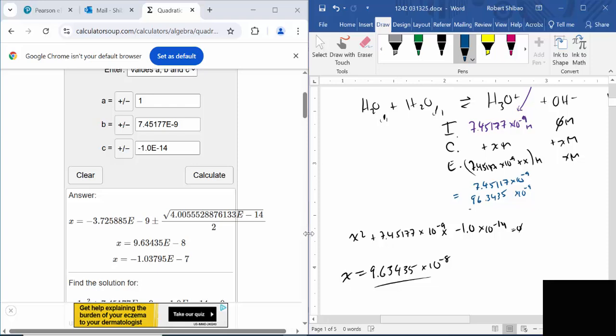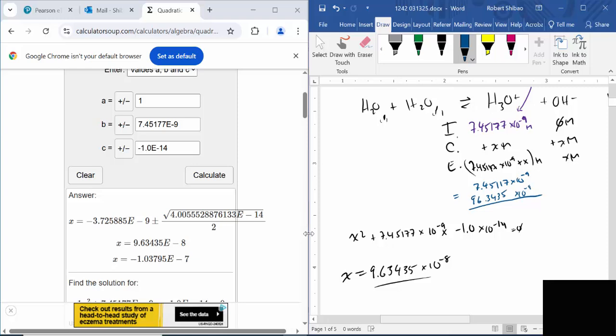Where did most of the hydronium come from in this solution? Well, if you look at the HCN, it produced 7.45 times 10 to the minus 9 molar hydronium, but the water produced 96. Almost over 10 times more hydronium came from water.